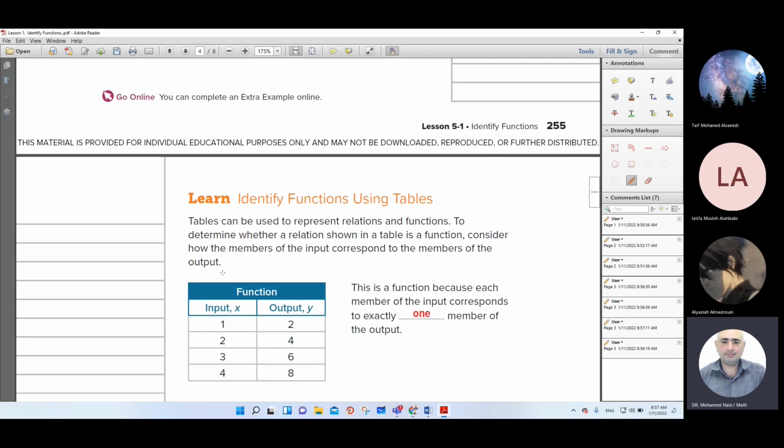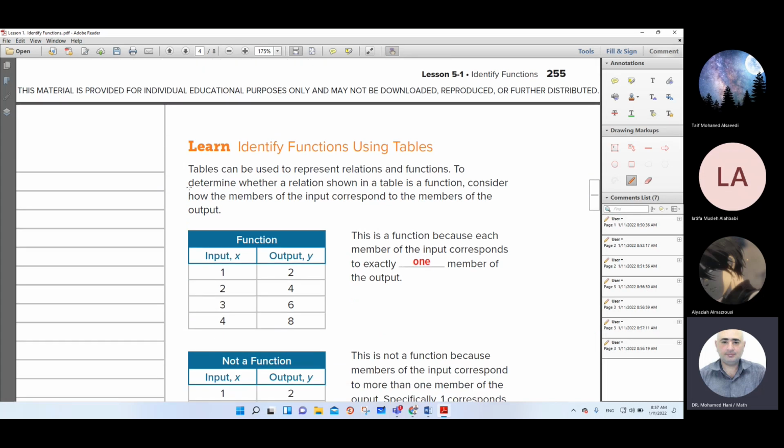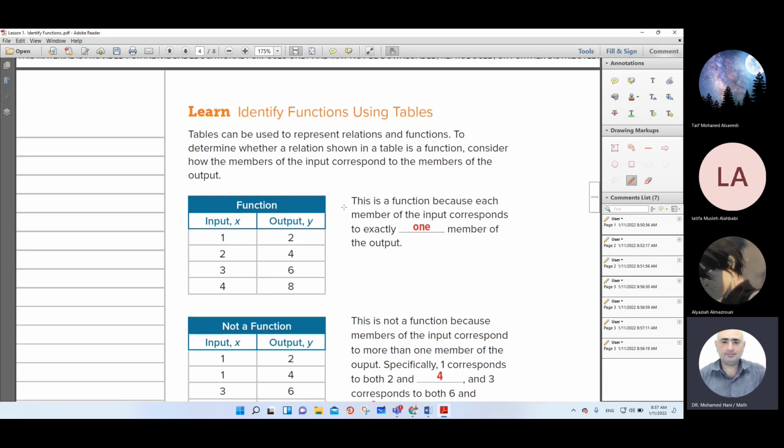Identify functions using tables. Tables can be used to represent relations and functions. To determine whether a relation shown in a table is a function, consider how the members of the input correspond to the members of the output.